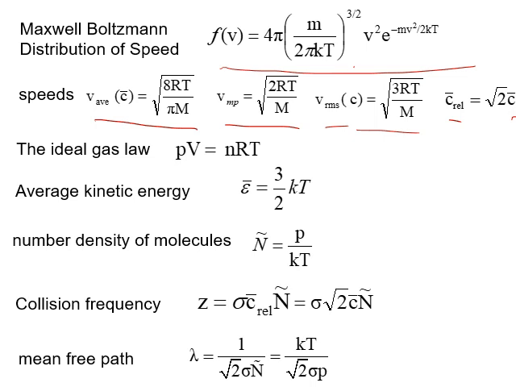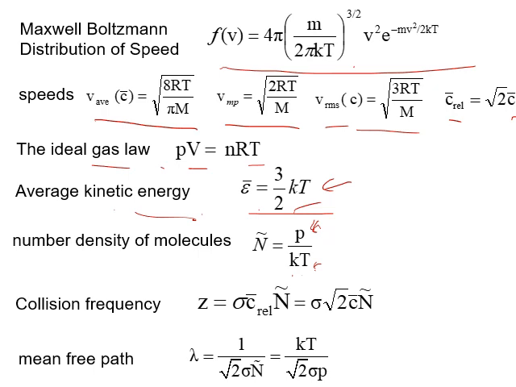And using these equations, we derive the ideal gas law, PV equals nRT. And we can calculate the average kinetic energy, which is 3/2 kT. That equation suggests that all gases have the same kinetic energy if the temperature is the same. So temperature is a measure of average kinetic energy. The number density is pressure over kT. So the number density is determined by pressure and temperature.